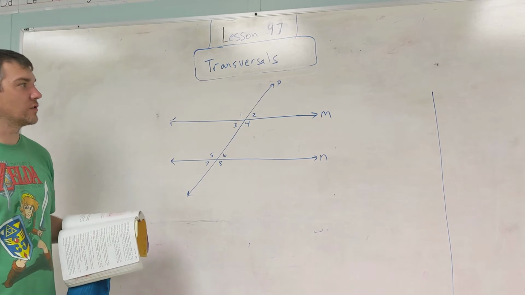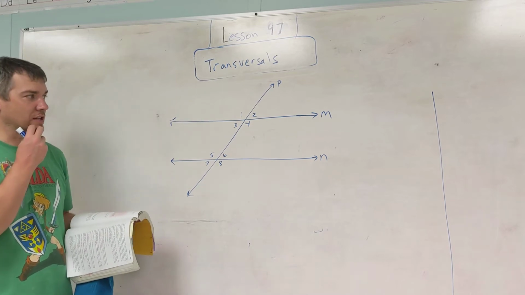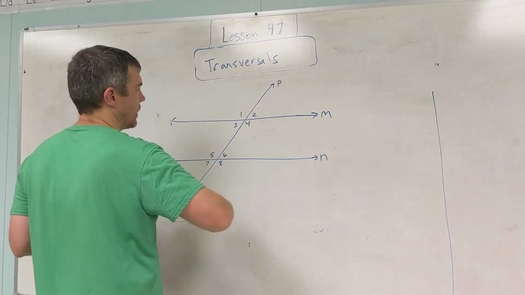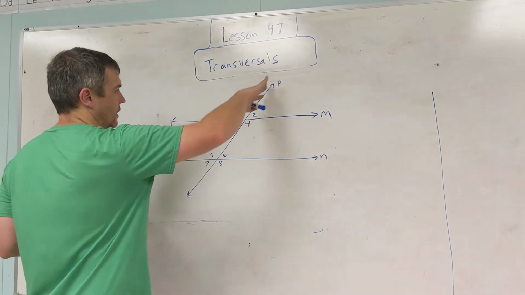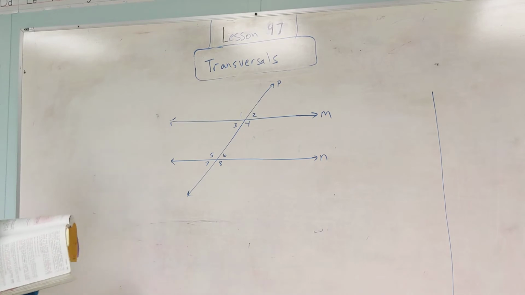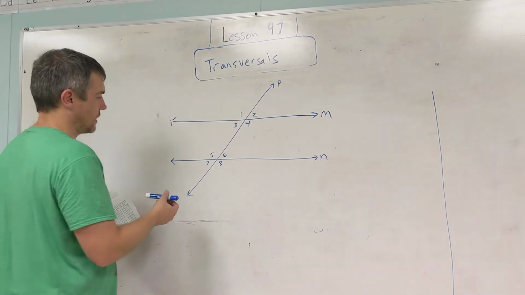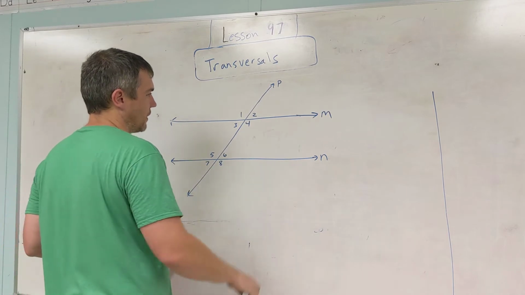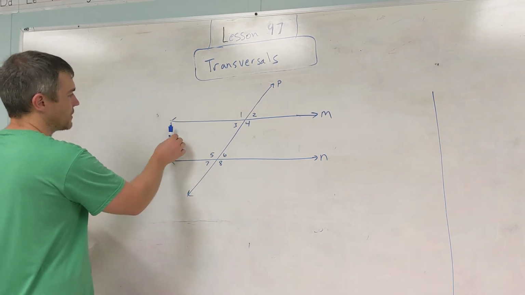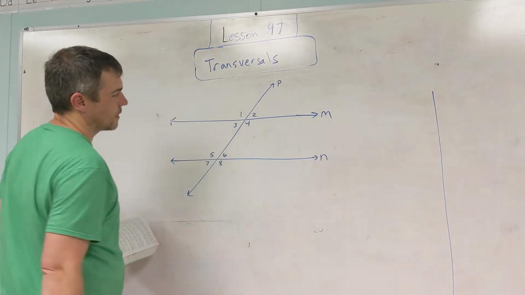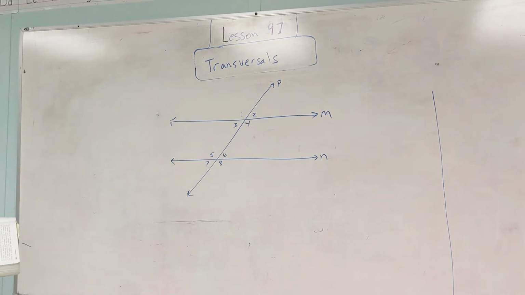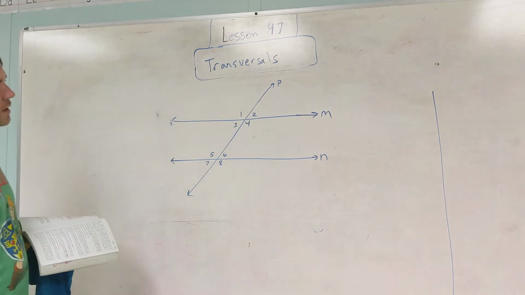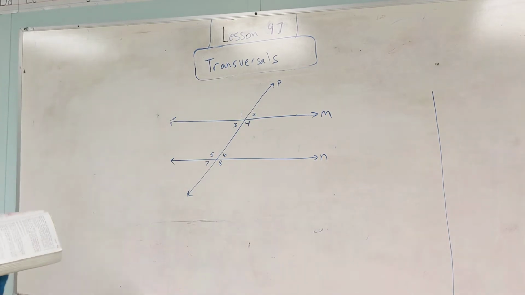We're going to talk about transversals. A transversal is basically when you have two lines going one way and a line that intersects both of those lines. So it's a transversal. Today, and for the purposes of this book, we're going to talk about transversals of parallel lines. So here we're going to imagine that we have M and N that are parallel to each other, and then we have line P, which is going across both of those as a transversal.